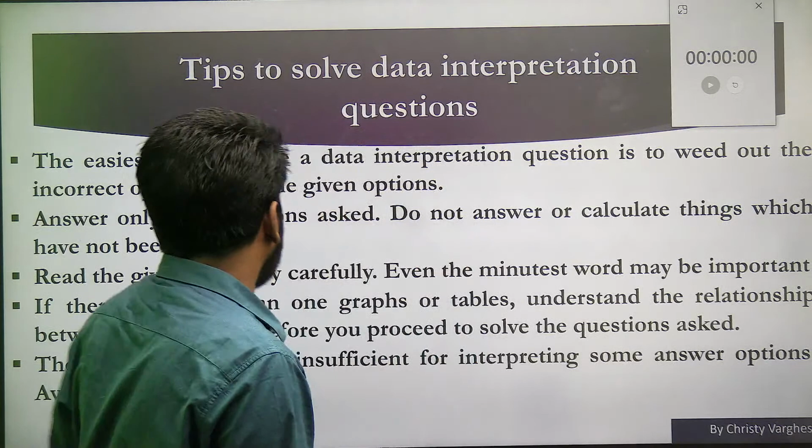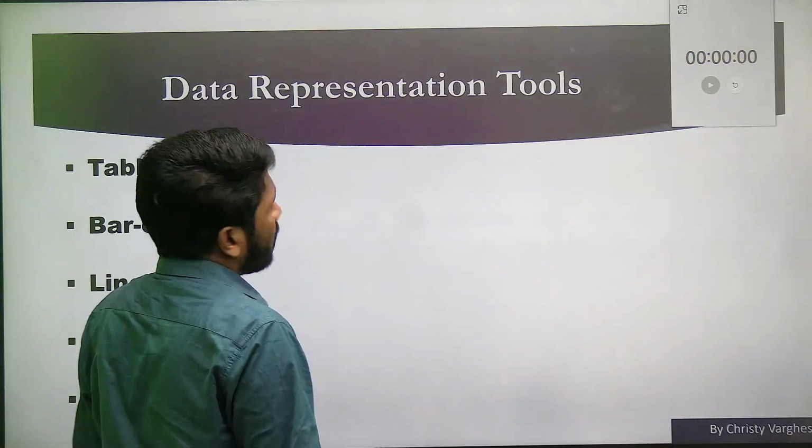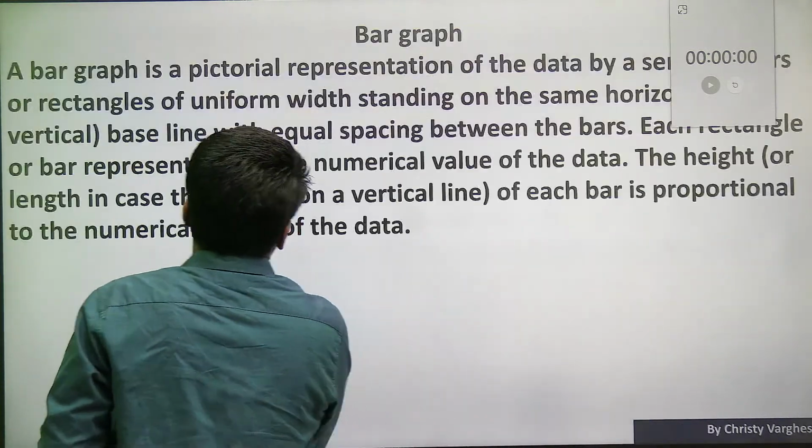So avoid those. These are some of the tips and tricks that are useful not only for bar charts but for every data interpretation question. So today we are discussing bar charts. What is a bar chart?